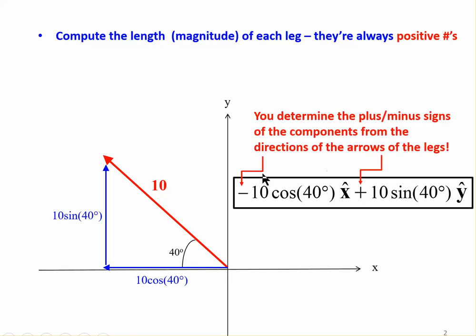I want to emphasize that the way you choose these plus signs and minus signs is based on the arrows that you've drawn on the legs of your triangle. So because I drew this arrow and it's pointing to the left, but my positive x-axis is pointing to the right, that's why a minus sign appears here, because this arrow is pointing in the negative x-hat direction. Likewise, this arrow is pointing in the positive y direction. That's why there's a positive sign here.